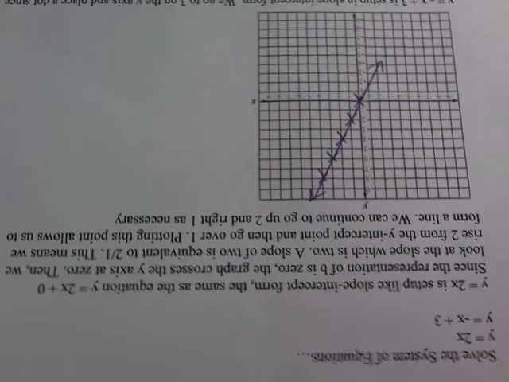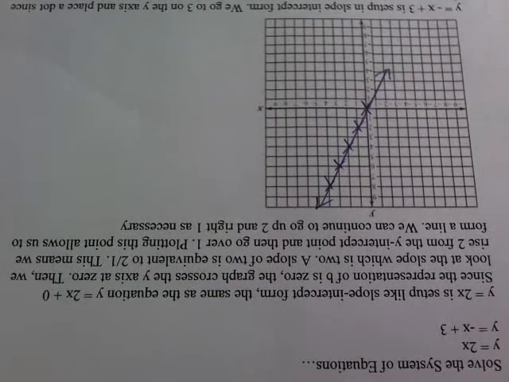Now what's nice about both of these equations is they're set up in slope-intercept form here. So we're graphing these according to the techniques of slope-intercept form. So what you see at the top here is the graph of y equals 2x. Now, you may not recognize this as slope-intercept form because it's missing the b value.